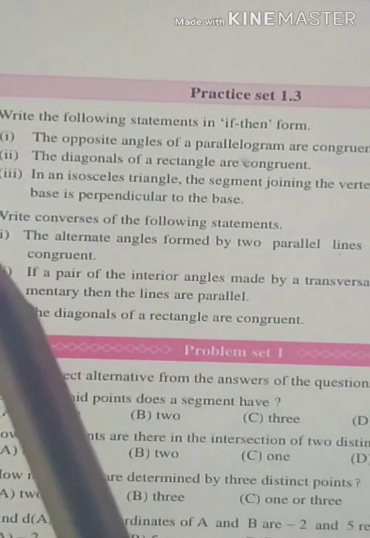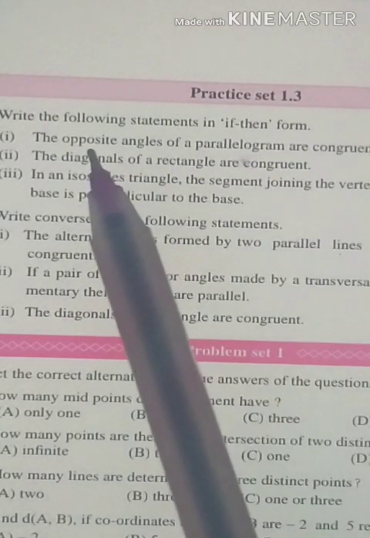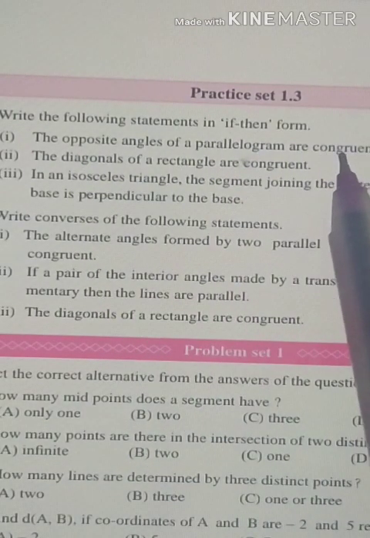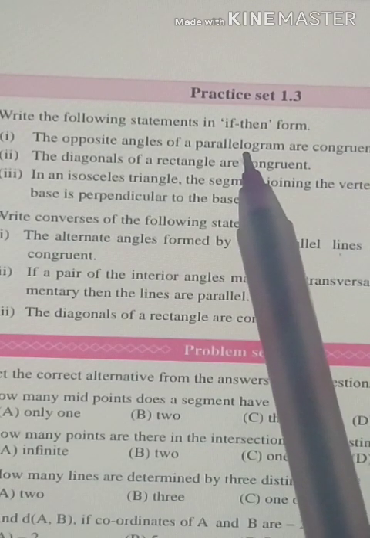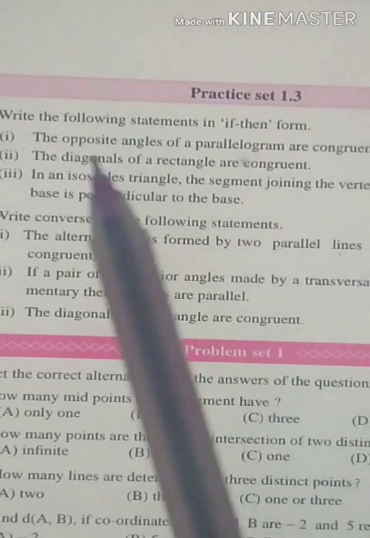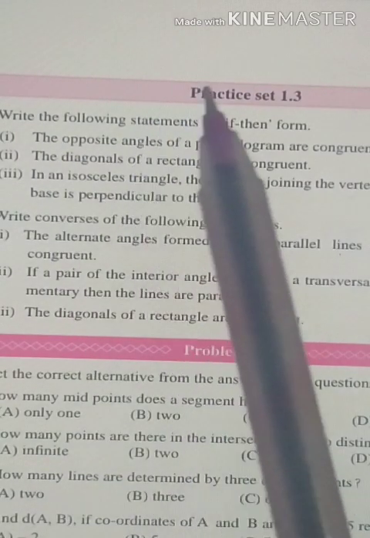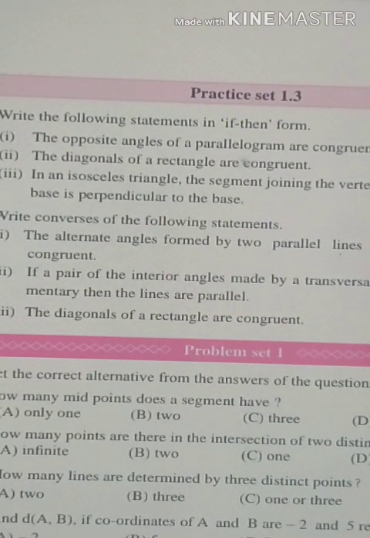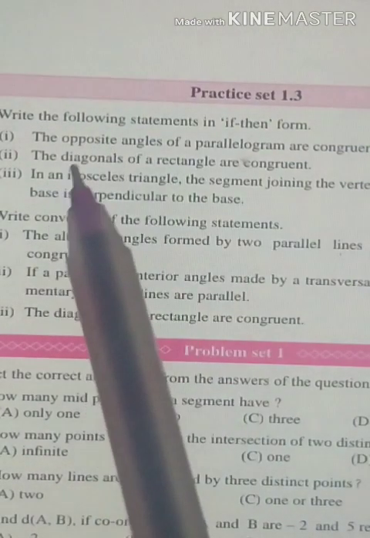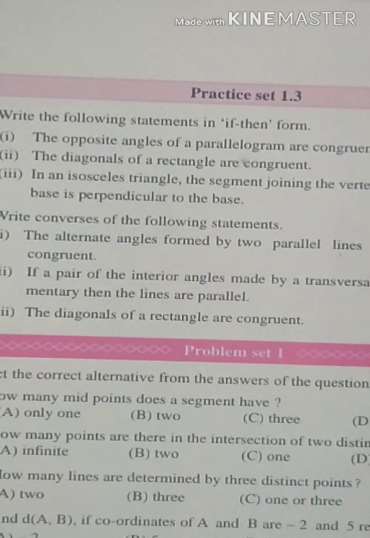So let us practice. Opposite angles of a parallelogram are congruent. So parallelogram is a quadrilateral, right? Four-sided figure, quadrilateral. So I can write it as: if the opposite angles of a quadrilateral are congruent, then it is a parallelogram. I repeat, listen carefully. If the opposite angles of a quadrilateral are congruent, then it is a parallelogram.